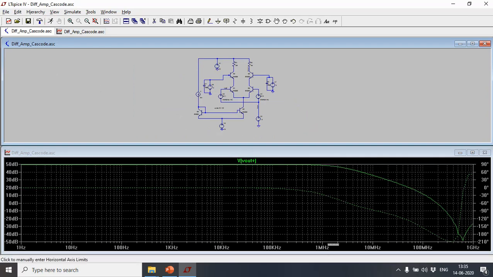I told you about this restriction, that this low bandwidth is because of the transistors we are using. They are all low frequency transistors. They're not suitable for RF applications, right? So although we are using a cascade, we are not getting a high bandwidth because of the limitations of the transistors. Is it okay? So that's all on differential amplifiers. Okay, thanks a lot.